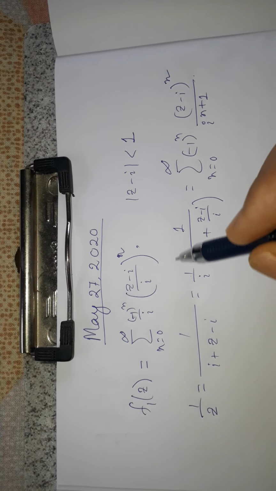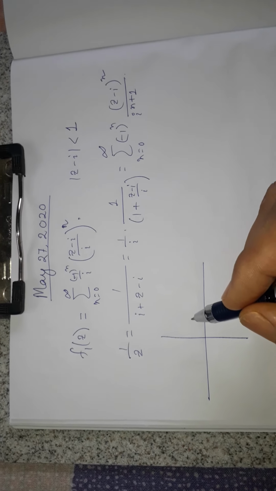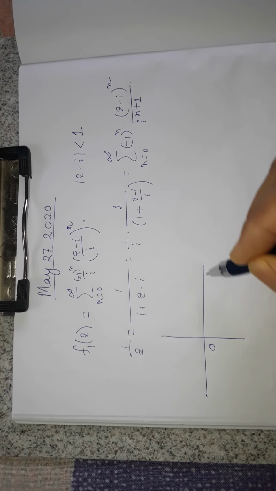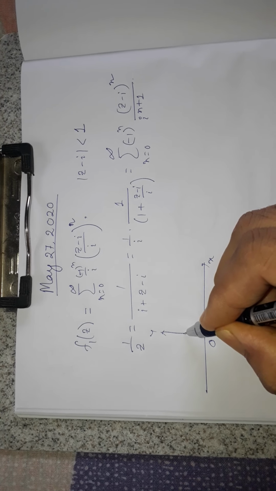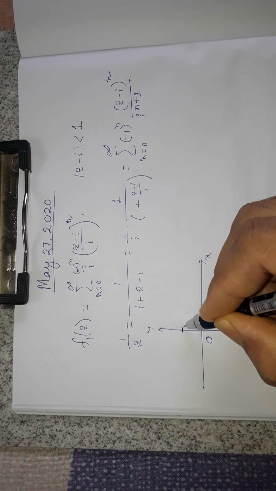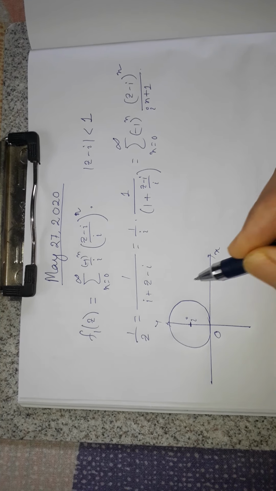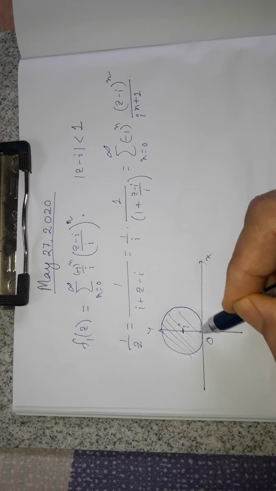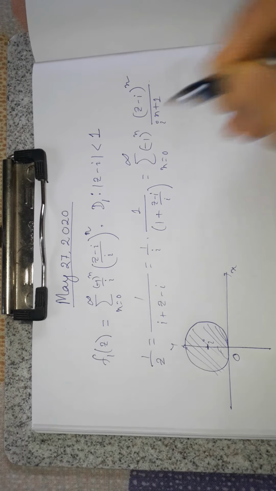So you see that your f1(z) function is analytic throughout the disk, this one. So it is analytic in this domain, say the domain D1.